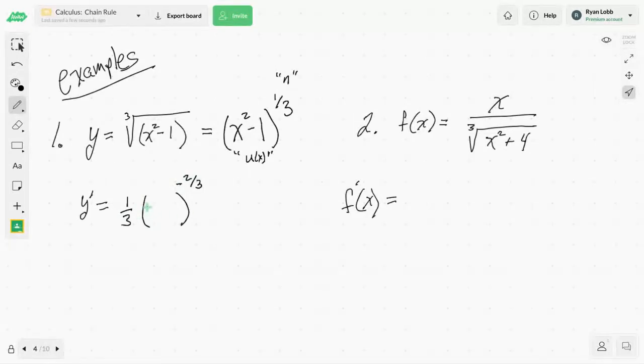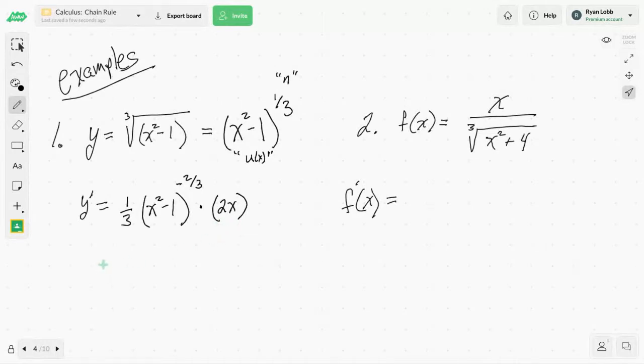Now evaluated at the inner function, so x squared minus 1, then times the derivative of x squared minus 1, which is 2x, right? And I'm going to put it in parentheses. I don't have to here, but it's a good habit, because if this has more than one term and you don't put it in parentheses, it's not correct, okay? It wouldn't be correct. So it's a good habit to just have that in the parentheses.